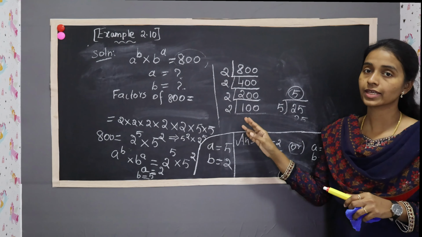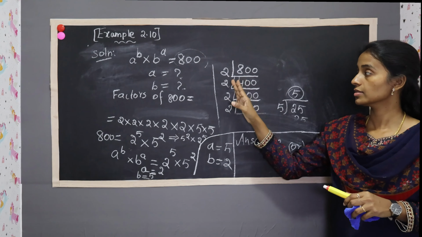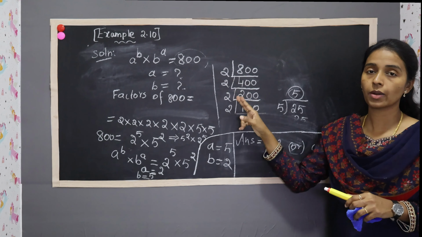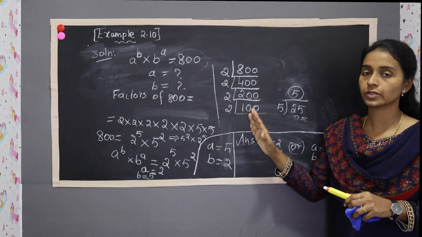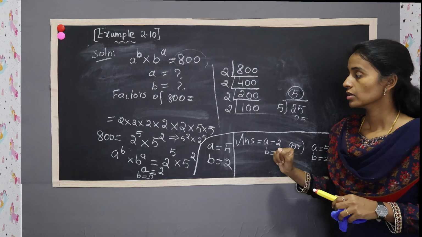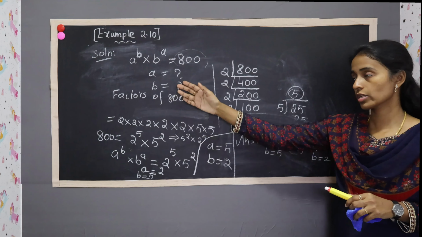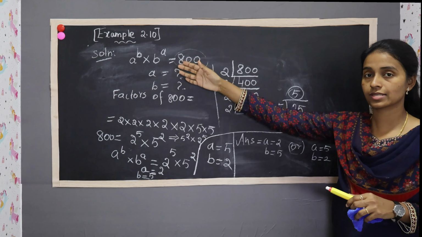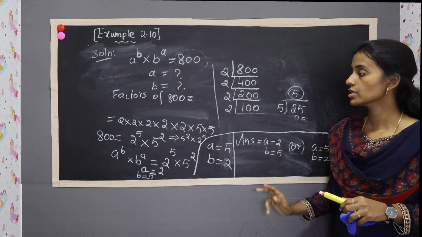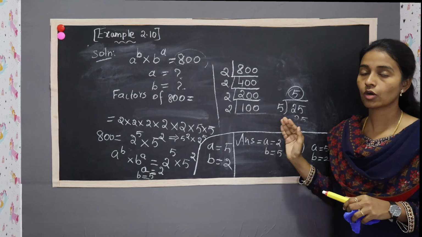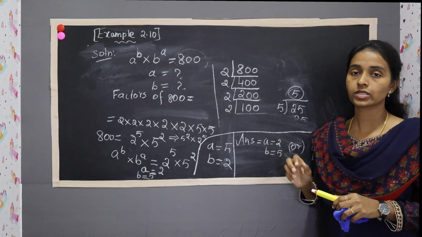So here we have, the number 2 appears 5 times, number 5 appears 2 times. And somehow we have gotten the same format that is given in the question. So this is all about example 2.10.